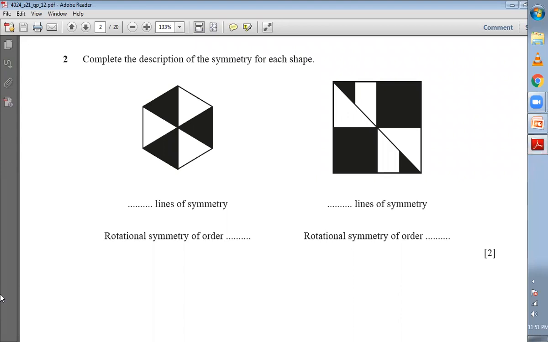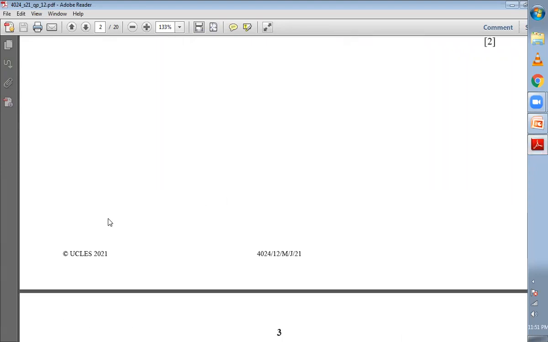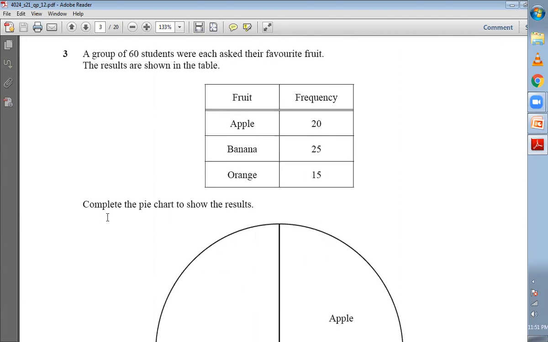Now we have question number 3 coming up on your screen. It says a group of 60 students were each asked their favorite fruit. The results are shown in the table. Apple, 20 people said they like it, banana 25, and orange 15. So in total there are 60 students.